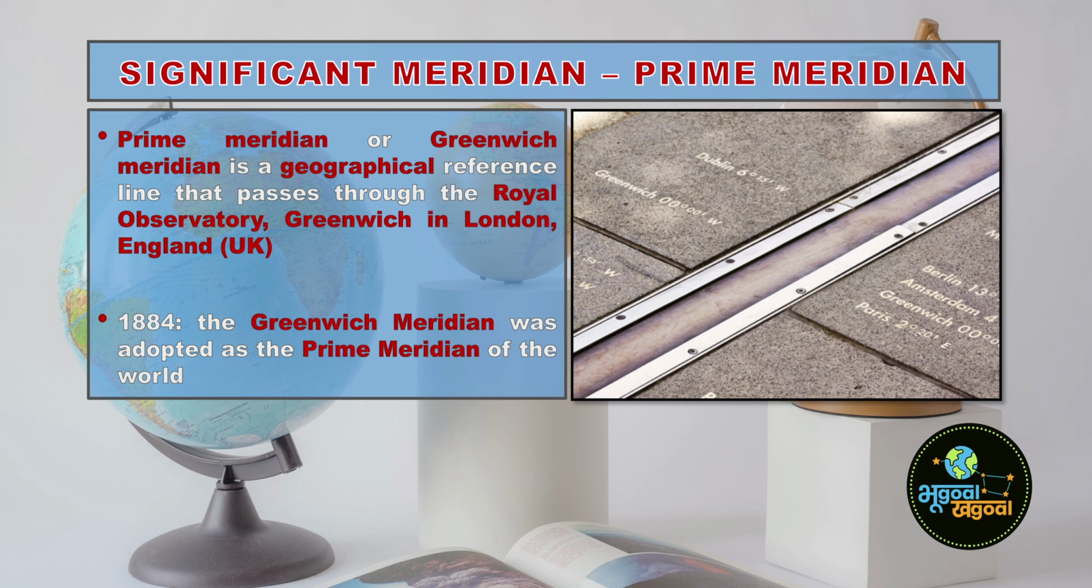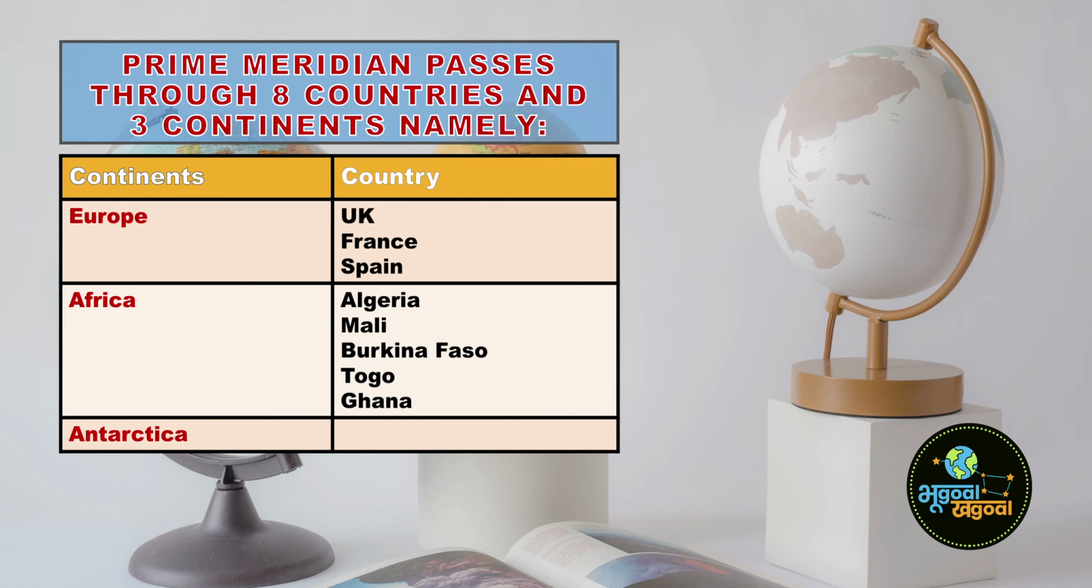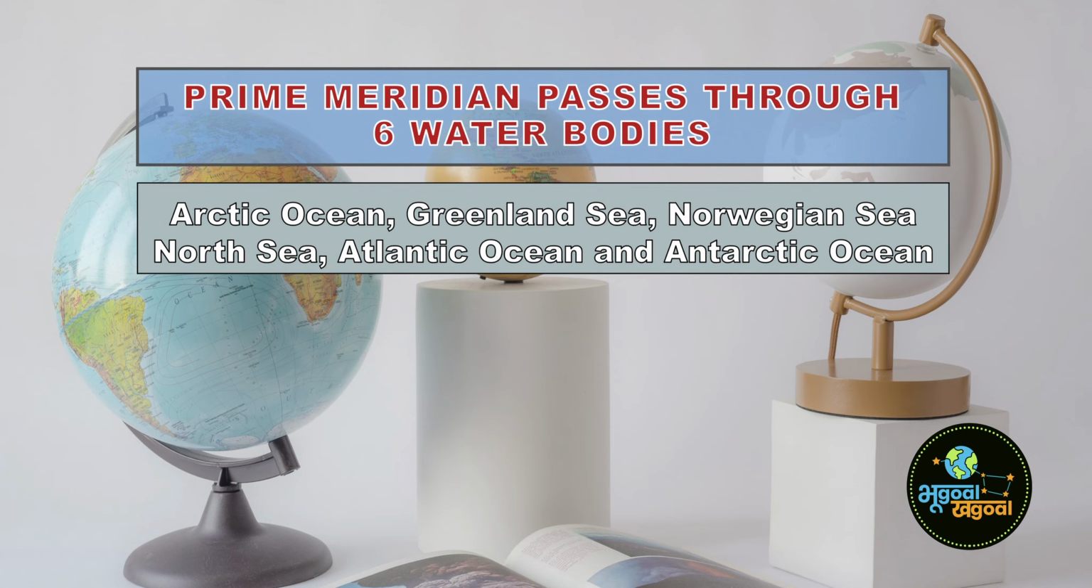Since then, the time is calculated, and the numbering of meridians starts from the Greenwich meridian, which is also called the prime meridian. The prime meridian passes through Europe, Africa and Antarctica, that is UK, France, Spain, Algeria, Mali, Togo, Ghana and Antarctica. The water bodies through which the prime meridian passes are the Arctic Ocean, Greenland Sea, Norwegian Sea, North Sea, Atlantic Ocean and Antarctic Ocean.